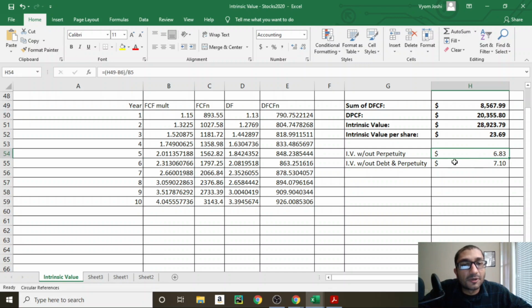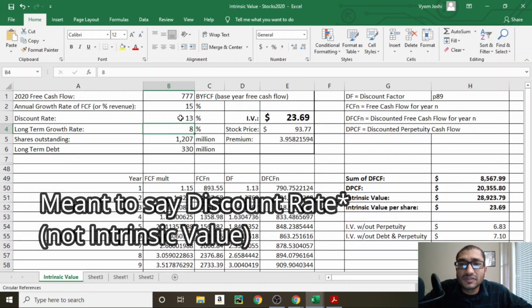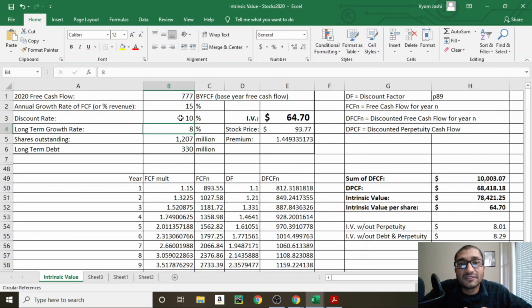Now, if we disregard the perpetuity component, in other words, if you think that AMD's free cash flow will only grow for the next 10 years, then the intrinsic value without the perpetuity component comes out to about $6.83 per share. If we disregard both the perpetuity and the long-term debt, then we get the intrinsic value to be about $7.10 per share. And lastly, if we drop the discount rate to 10%, in other words, if we expect to just get a 10% return on this investment, then we get the intrinsic value to be about $64.70 per share.